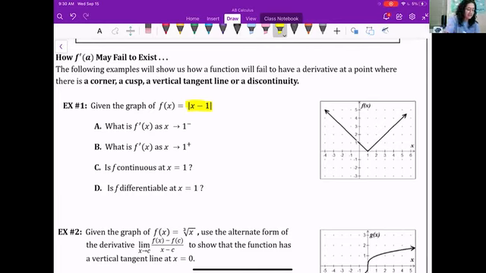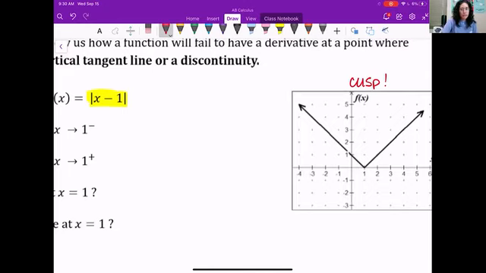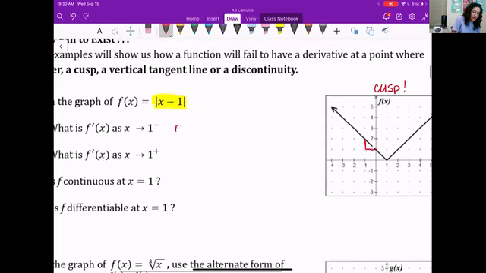All of these absolute value functions have a cusp, or that sharp turn. And we know that at a cusp, the derivative does not exist. Okay, here's a little bit why. So part A is asking, what is the derivative as x approaches 1 from the left? Or another way to think of it is, what's the slope from the left of 1? Okay, so I've got this rise over run situation. I've got a slope of -1.